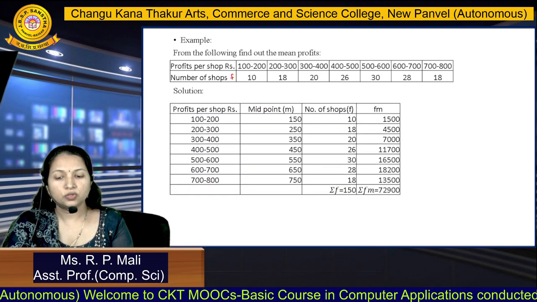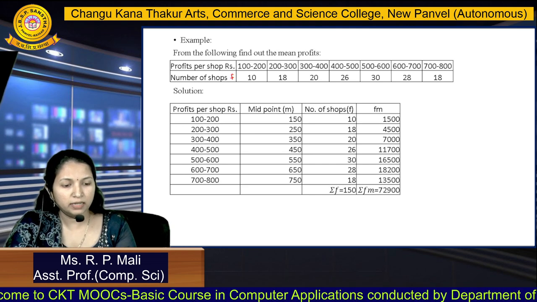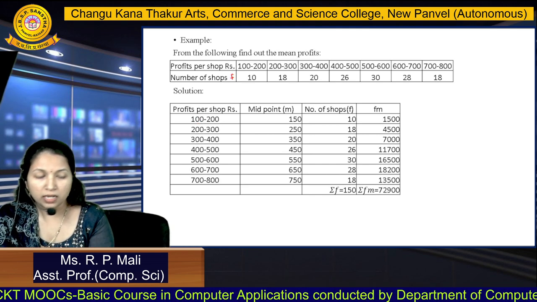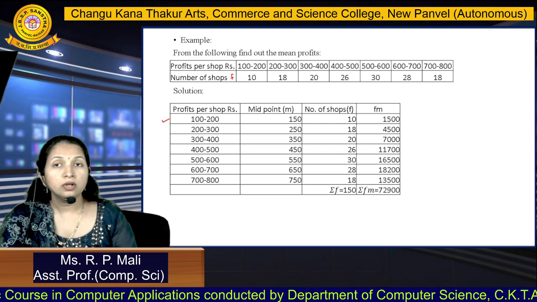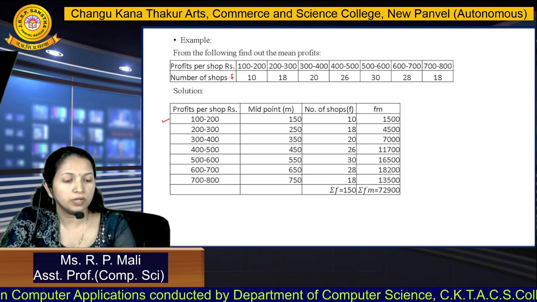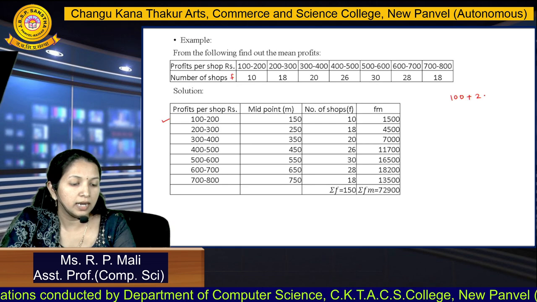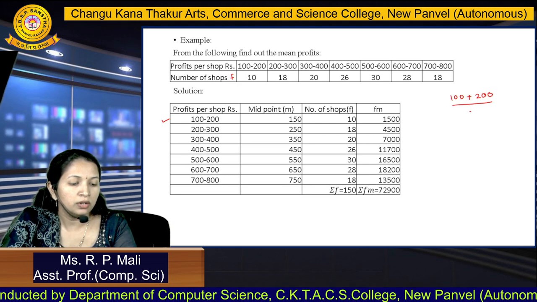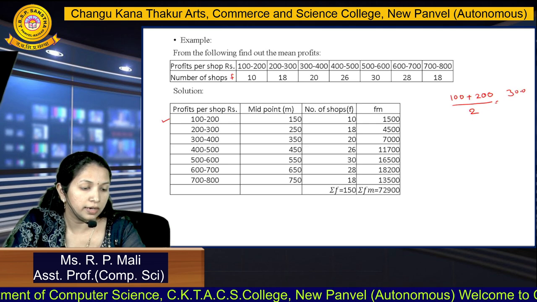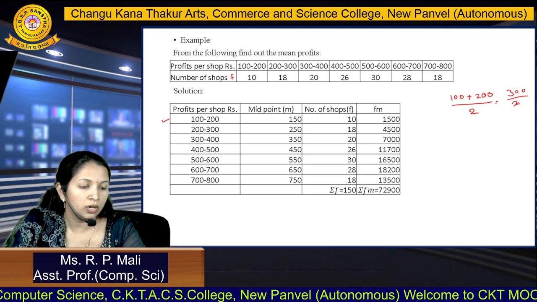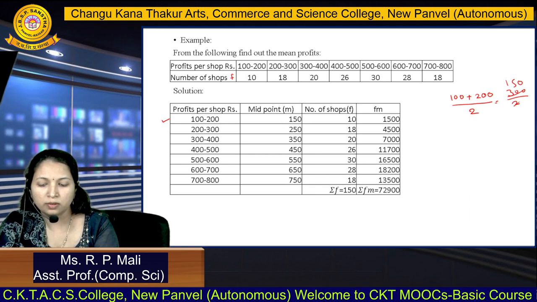So the first step is what? We're going to find the midpoint. Now, how to find the midpoint? We're going to add the lower class limit plus the upper class limit, divided by 2. Suppose the first class is 100 to 200. The addition of 100 and 200 is 300. 300 by 2 is what? 150.